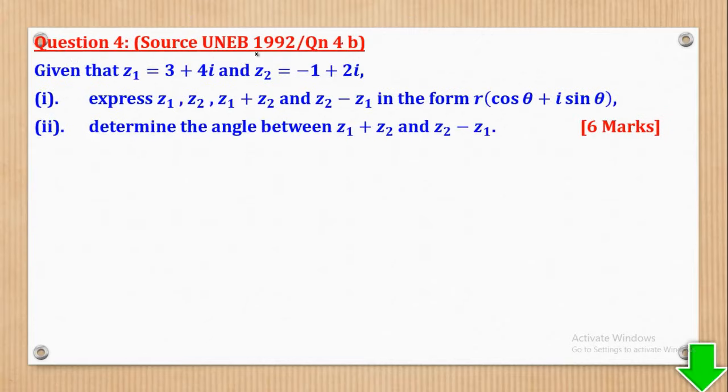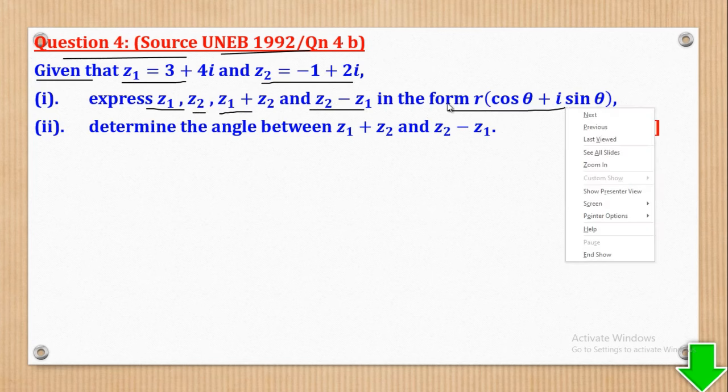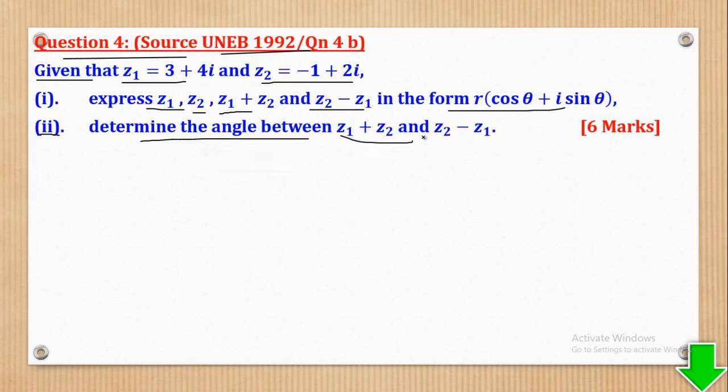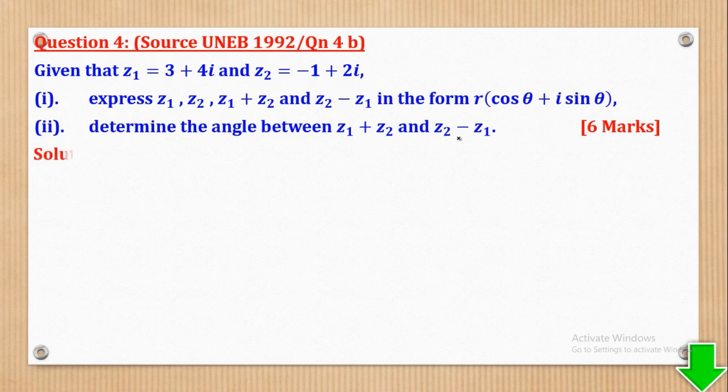Then question 4 came from UNEB 1992 paper 1 question 4b and says given that z1 is that, z2 is that, express z1, z2, z1 plus z2 and z2 minus z1 in the form r in brackets cos theta plus i sin theta. Then Roman 2, determine the angle between this and that. Okay, so let's start.